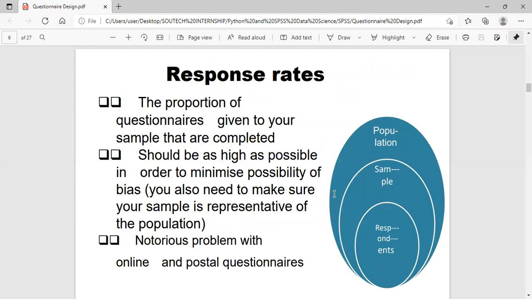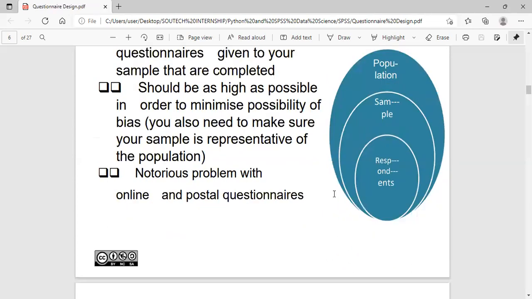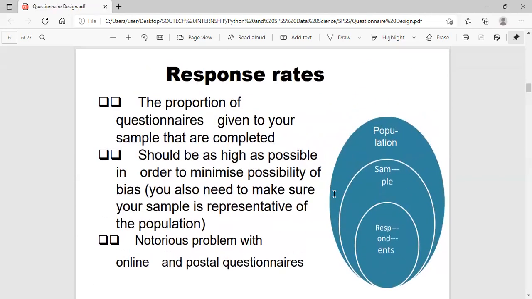Now, what are response rates? Response rates are the proportion of questionnaires given to your sample that are completed. It should be as high as possible in order to minimize the possibility of bias. You also need to make sure your sample is representative of the population. This is a notorious problem with online and postal questionnaires.